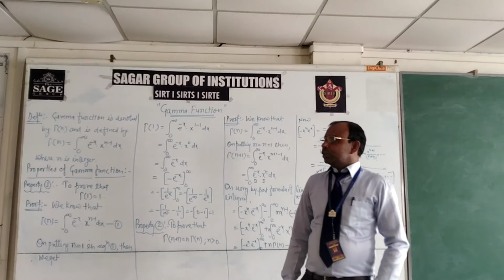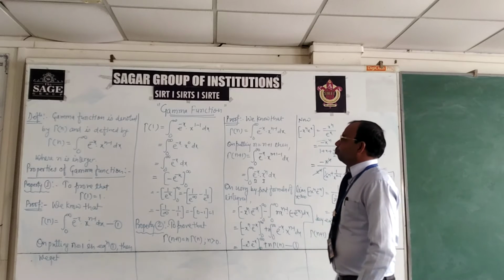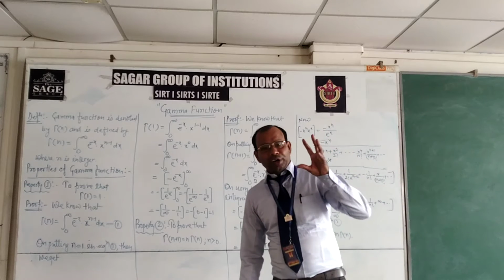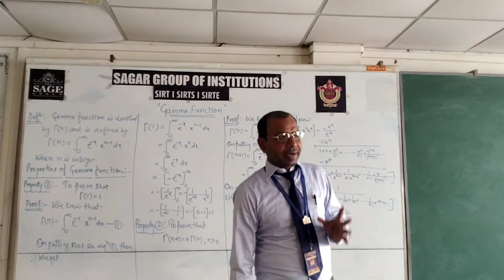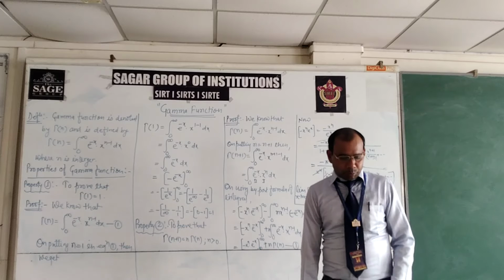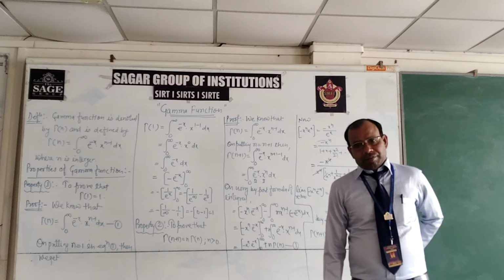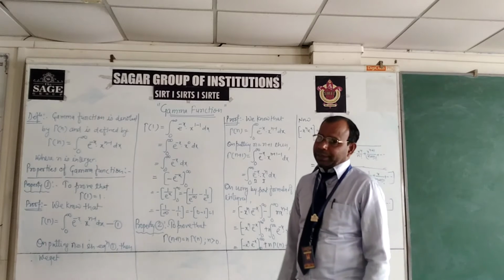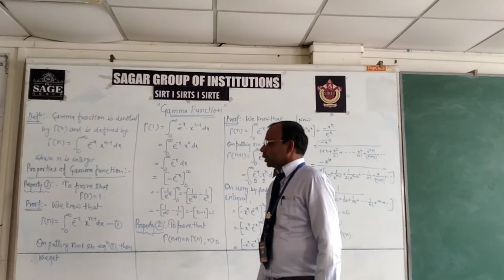We studied beta functions in the last lecture. Today we will start the gamma function. There are two points of the gamma function: first is the definition of the gamma function and second is the properties of the gamma function. Both parts are important for numerical questions. Numerical questions are very important for university exams, and one or two questions are selected in university questions. So now we start the gamma function.